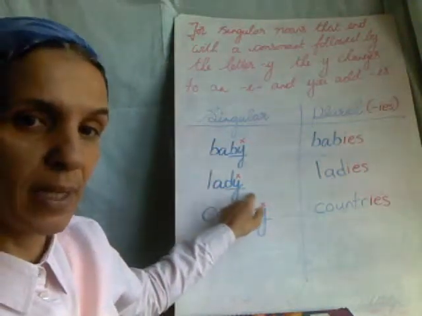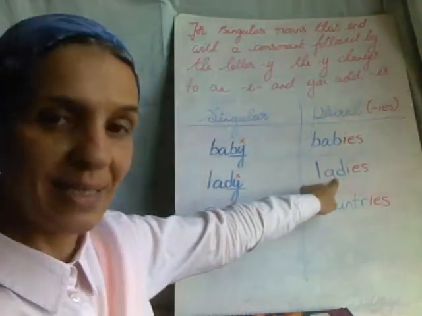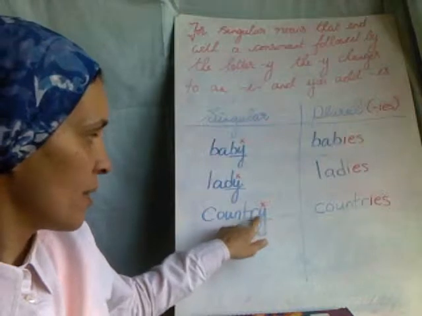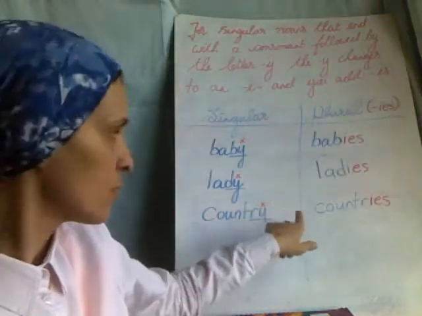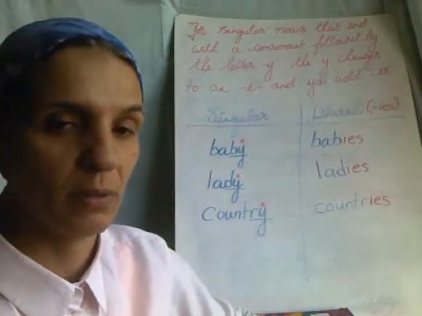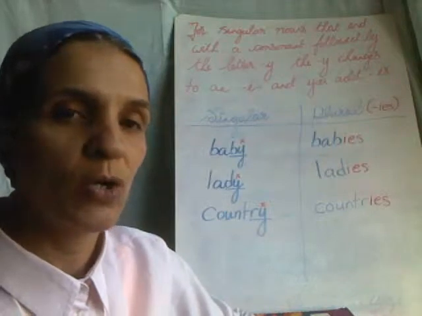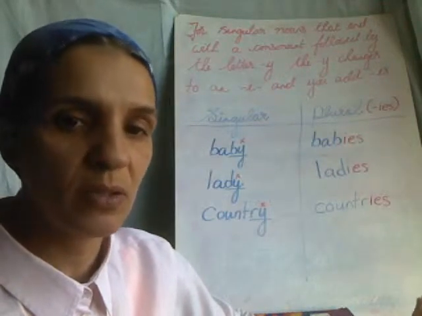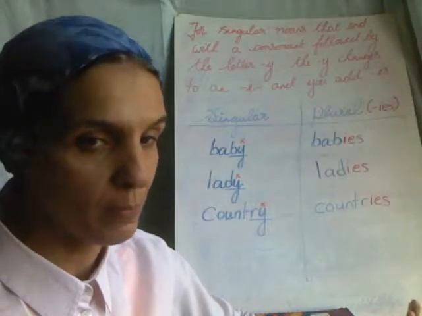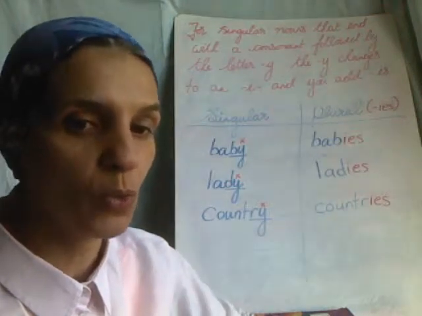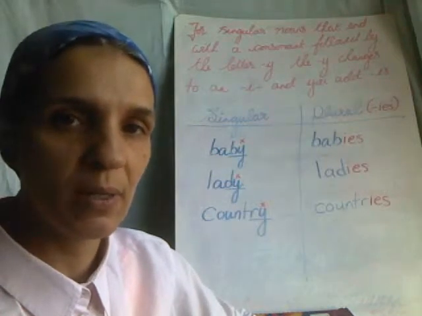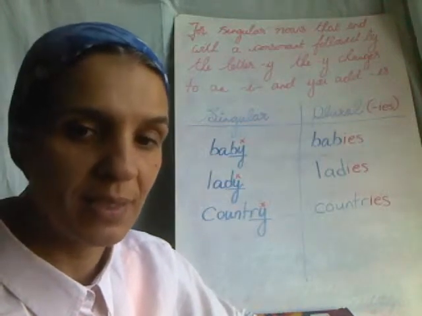Lady, consonant and then the letter y. So it's ladies. The y changed into an i and I added es. Country, the consonant r and then the letter y. So the y changed into an i and I added es. It became countries. Okay, so you have to look at the letter before the y. If it's a consonant, then the y changes into an i and I add es. If it's a vowel, we just add the s, like we saw in the word boy, because in the word boy there is an o before the y, which is a vowel. I don't change the y, it stays as it is and I just add the s.